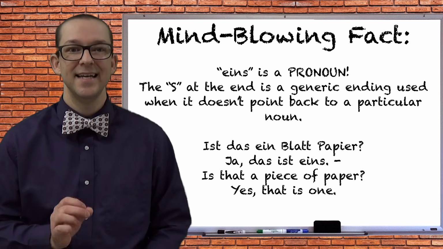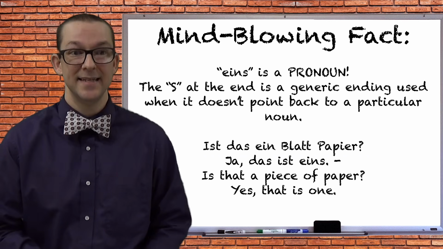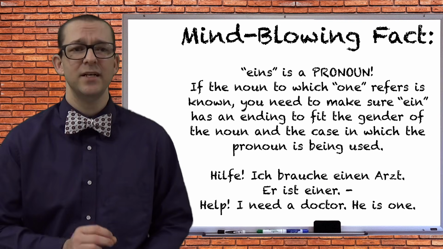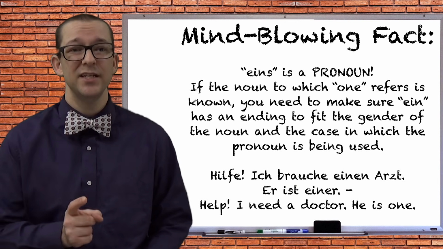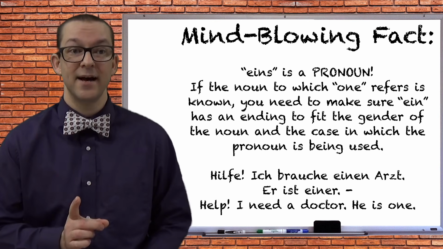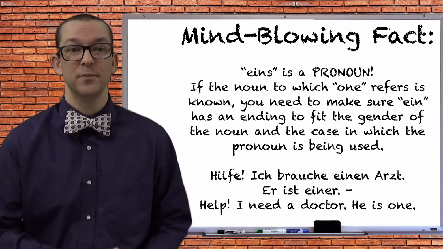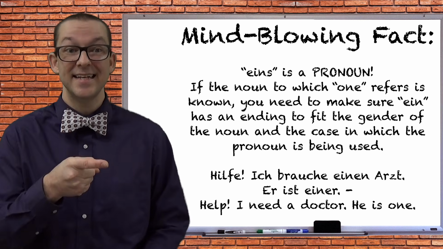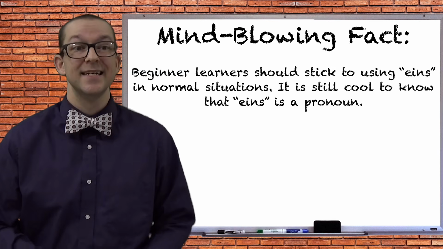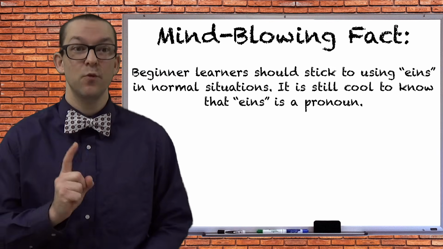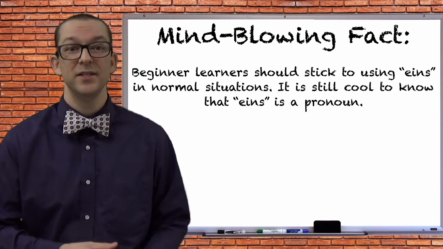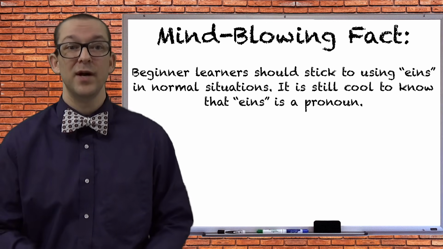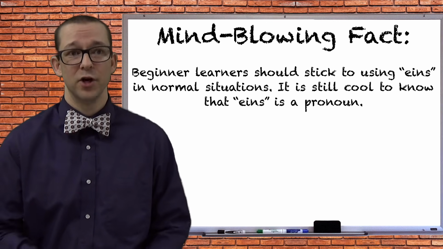For example, ist das ein Blatt Papier? Ja, das ist eins. If the noun that is being replaced is known, you do need to change ein to fit the gender of the noun being replaced and the case in which the pronoun is being used. For example, Hilfe! Ich brauche einen Arzt. Ist einer. Since this video is designed for A1 learners, I'll just point out that if you're going to use ein in this manner, you should probably wait until you've learned a bit more German.